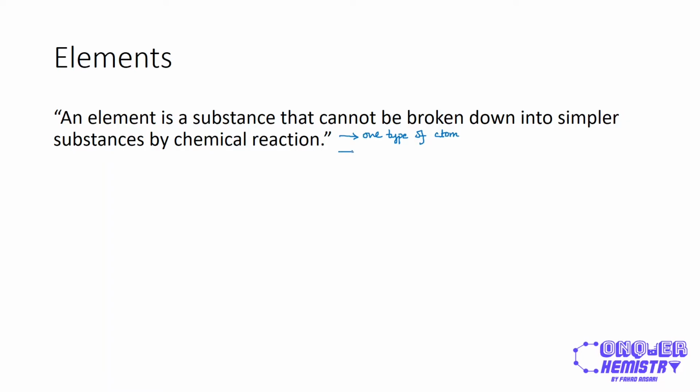And when I talk about one type of atom, it basically means atoms with the same proton number. Now, the number of protons in the nucleus of an atom basically defines which element the atom belongs to. If you change the proton number by just one, you're going to change the element that atom belongs to.